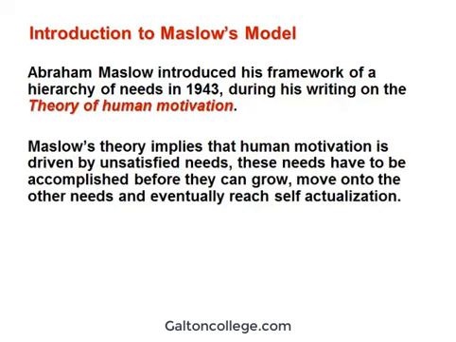Maslow's theory implies that human motivation is driven by unsatisfied needs. These needs have to be accomplished before they can grow, move into the other needs, and eventually reach self-actualization. So there are unsatisfied needs which must be satisfied, and once they're satisfied, then there's another layer of needs, and these must also be satisfied, and so the process continues until the individual is satisfied, what Maslow called self-actualized.